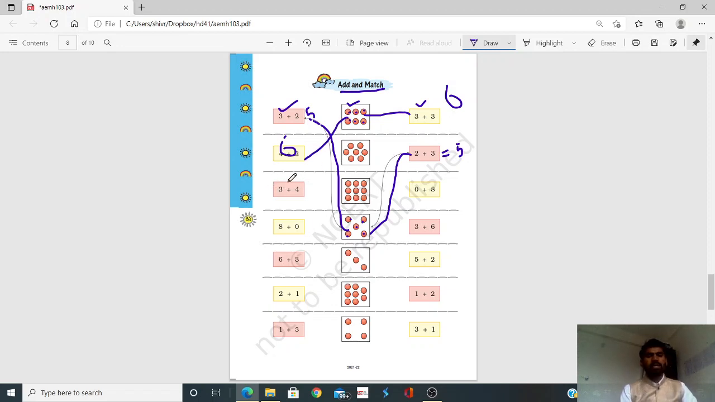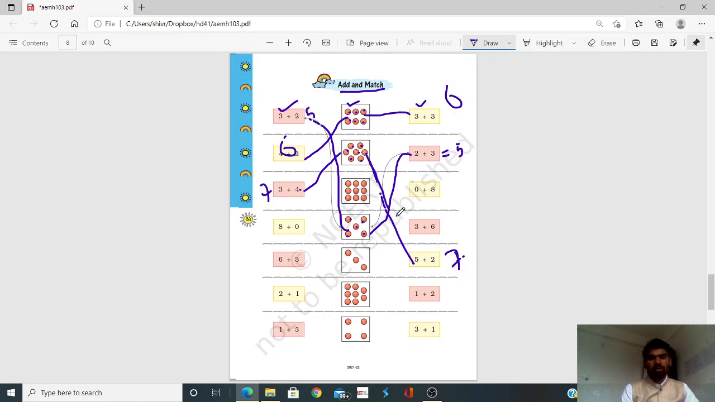3 plus 4 is equal to 7, and here also you can see 5 plus 2 is equal to 7. Now we get the same number in these two boxes. We have to find 7 in this box. Here you can see 7 circles, 1 2 3 4 5 6 7, right? Now you have to join these two boxes with this one box.